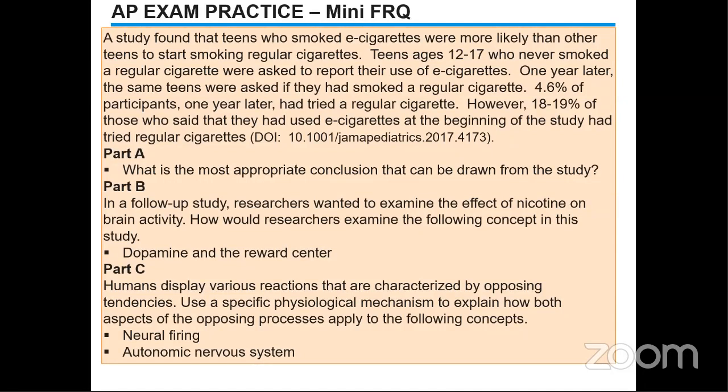So if you look at part A, you're going to look at the most appropriate conclusion. You want to think about what type of research this is. And I'm going to ask you in part B to talk about how researchers have studied dopamine and the reward center. And then in part C, this is where it's a little bit more complicated. You're going to give a more sophisticated answer here. So we're going to use a specific physiological mechanism to explain the two opposing tendencies, right? So for neural firing and the autonomic nervous system.